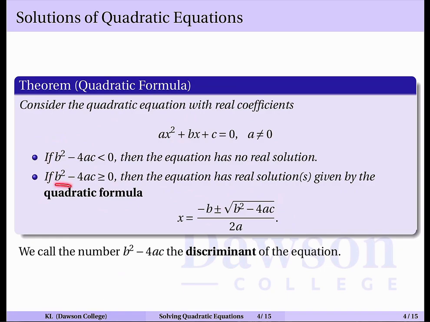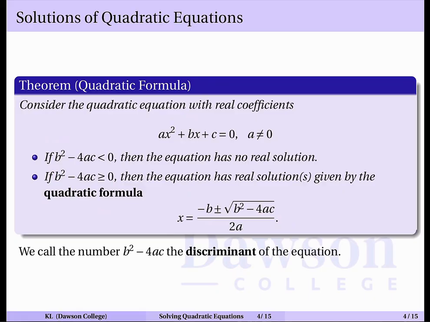On the other hand, if b squared minus 4ac is strictly greater than 0, then you will have the square root of some positive number. So you will get two solutions. One will be negative b plus the square root of that discriminant all over 2a. The other solution will be negative b minus the square root of that discriminant over 2a.